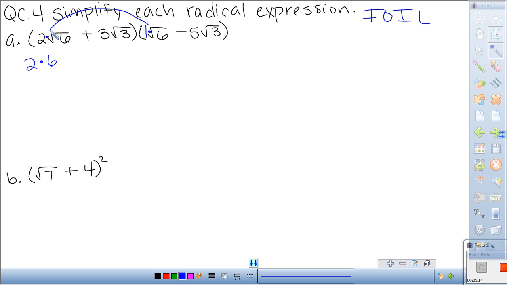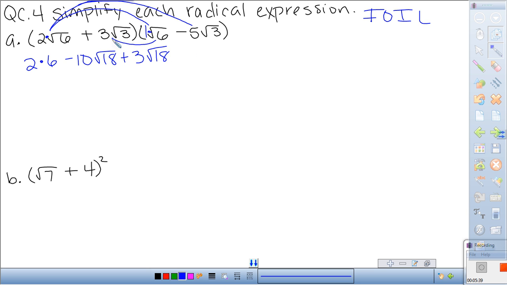Then you do your outer terms, 2 square roots of 6 times negative 5 square roots of 3. So 2 times negative 5, negative 10. The square root of 6 times the square root of 3 is the square root of 18. Then inner and last. So inside, 3 square roots of 3 times 1 square root of 6. 3 times 1 is 3, so plus 3. The square root of 3 times the square root of 6 is the square root of 18.